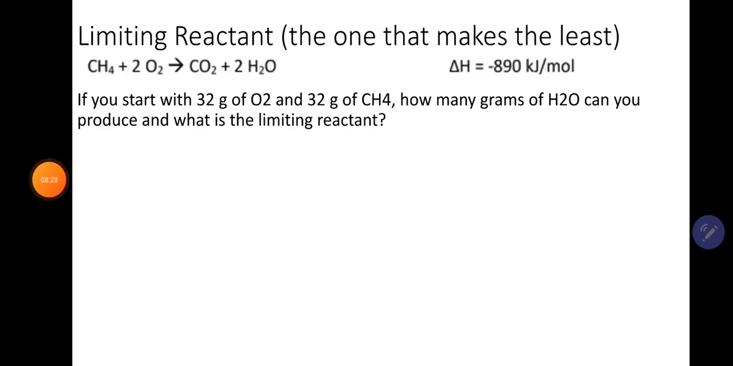All right, anytime that you see the words limiting reactant, in your head you need to think that you have to make 2 tables. The reason is that you have to compare the two, because the limiting reactant is the reactant that makes the least amount of product. So if we start with 32 grams of oxygen and 32 grams of methane, how many grams of water can we make and what's the limiting reactant?